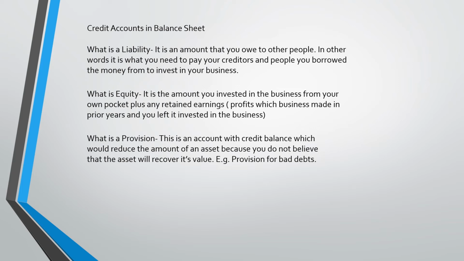A provision is an account with the credit balance which reduces the amount of an asset. This is because you believe that the asset's value is not what it is showing in the balance sheet. For example, provision for doubtful debts or bad debts. You know that out of your debts, AR, accounts receivable, in other words, is not going to be realized completely. So you provide for some amount to be written off when it comes to that.